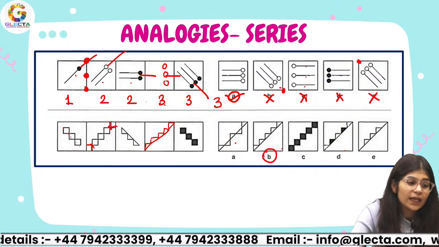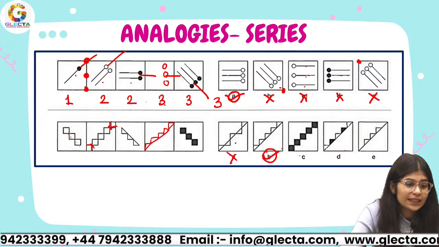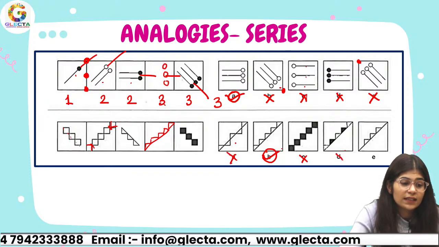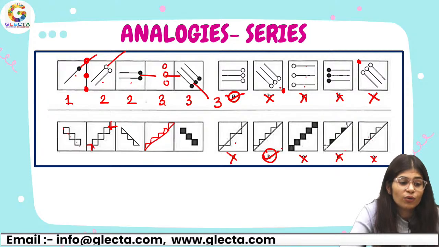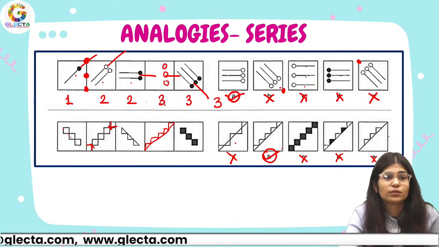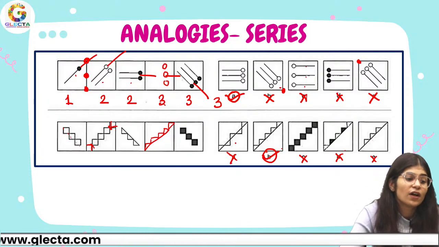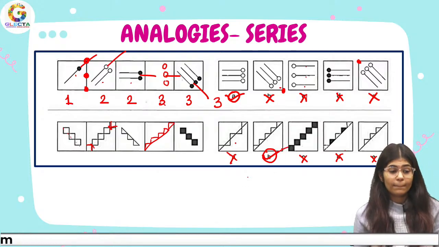It is B because A is different, C is black, which is not possible, D is alternate colors, and E only has the middle 3, so that's not possible. So that's why the answer to this question is B.